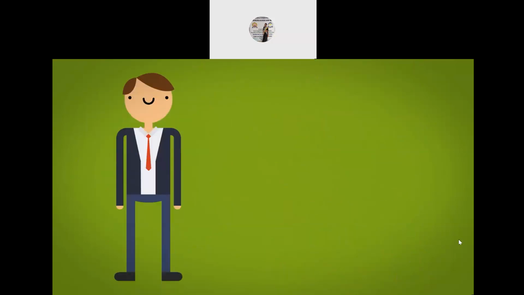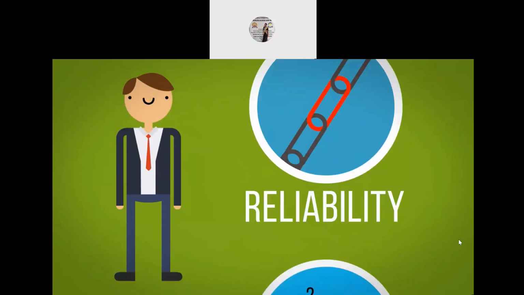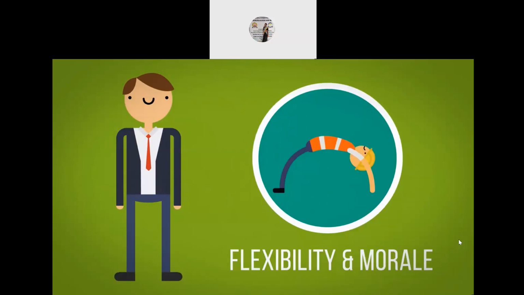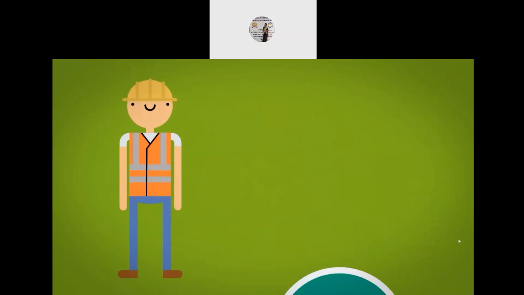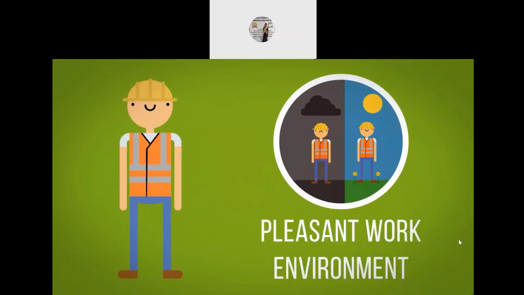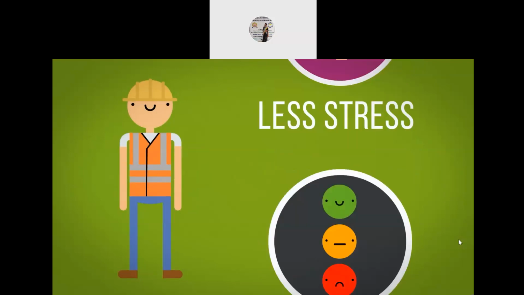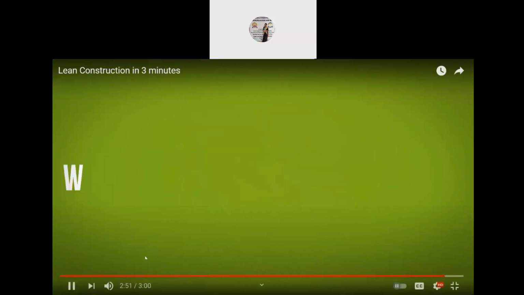relationship. Management gains by better collaboration between designer, general contractor, and subtrade, more reliable processes, less crisis management, improved staff flexibility and morale, and delegation of daily responsibilities. Staff receive improved safety and job satisfaction, greater ownership of work area, more pleasant work environment, less stress, and immediate feedback on their performance.